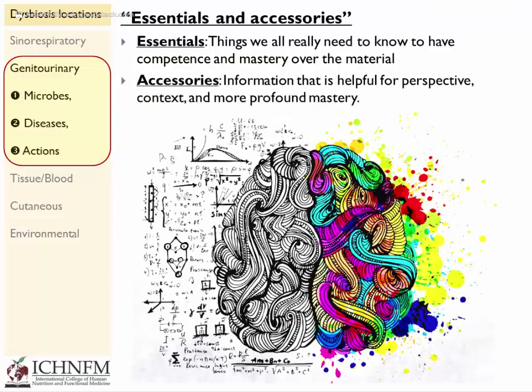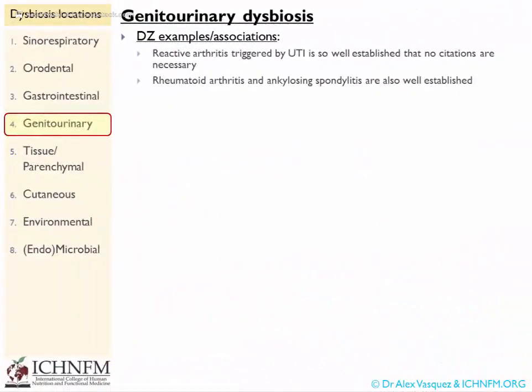So what I'm going to focus on as we go through these clinical locations and topics is what I call essentials and accessories. I want to make sure that you get the essential core information, and then we'll accessorize that core information with some extra information just to provide perspective, context, and hopefully a deeper level of mastery. So now we're going to dive into the topic of genitourinary dysbiosis.